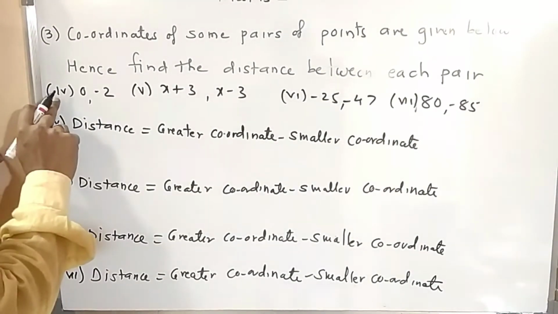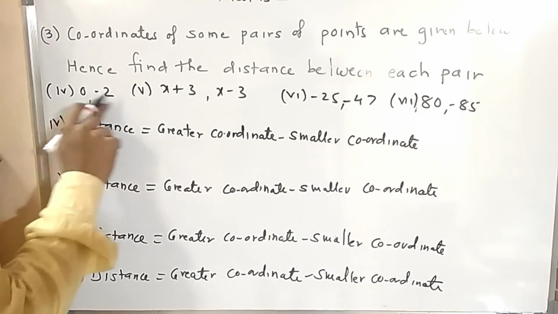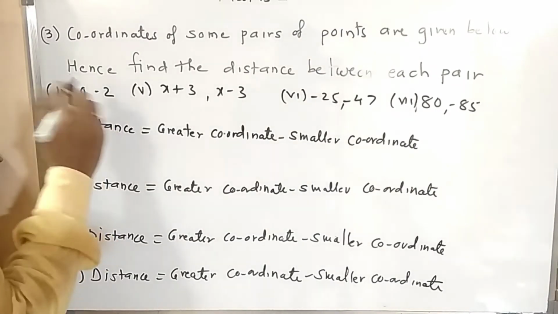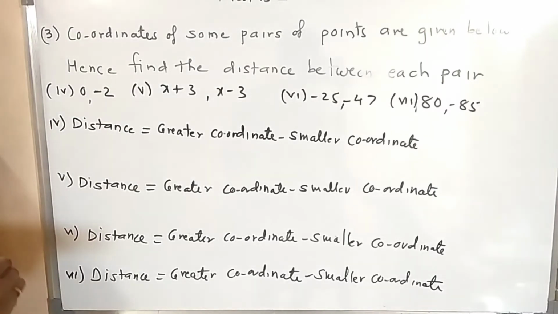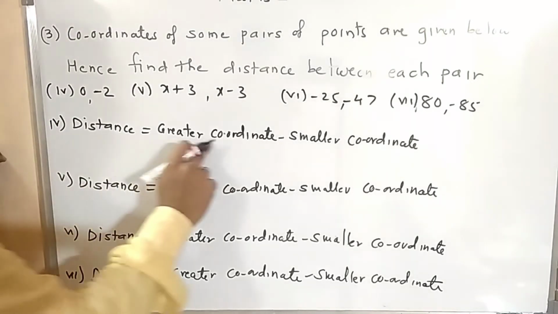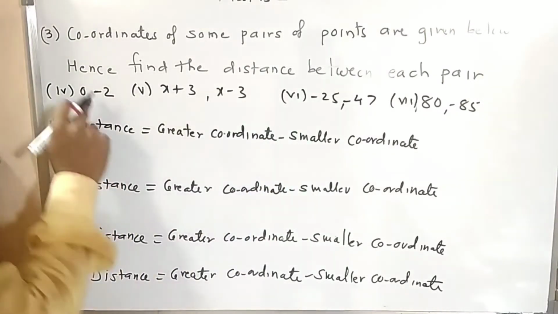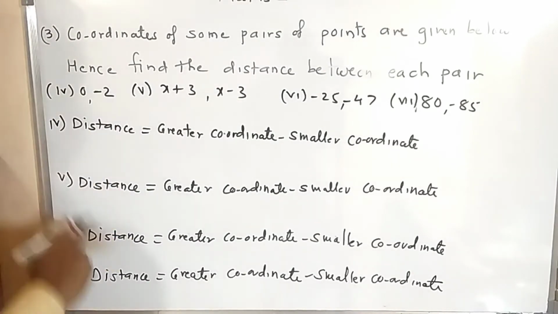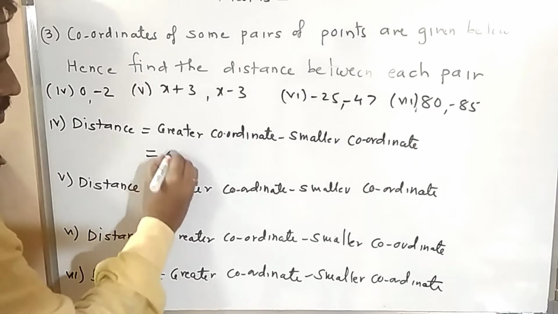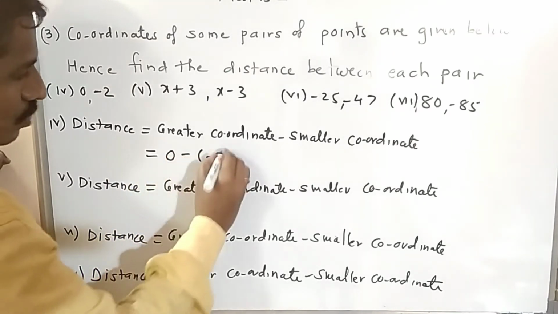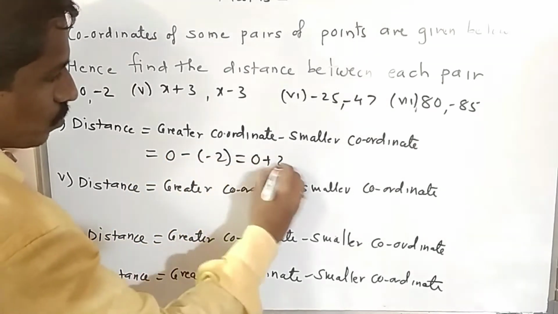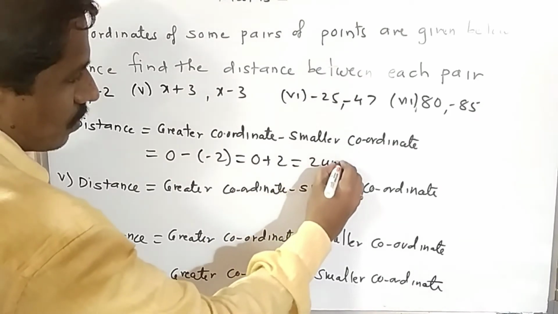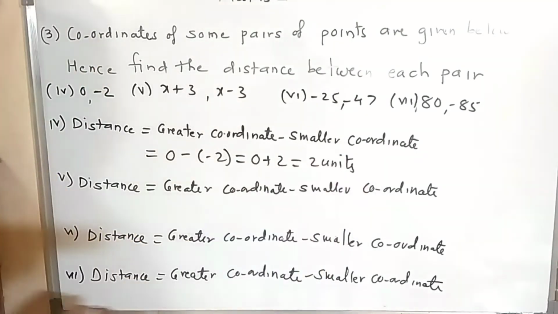Sub question number 4, 0 and -2. Coordinates are 0 and -2. Now, distance is equal to greater coordinate minus smaller coordinate. Out of this 0 and -2, 0 is always greater than a negative number. 0 minus of -2, that is 0 plus 2. The distance is 2 units.